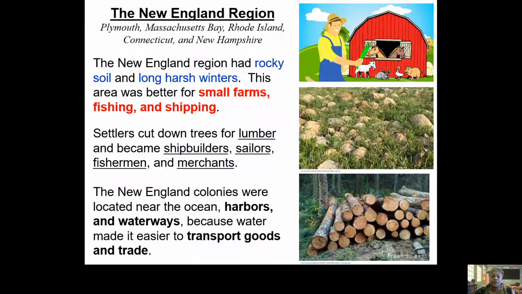Okay, now let's focus on the three regions that these colonists will form. The New England region, when I say New England region, I'm referring to the colonies of Plymouth, Massachusetts Bay, Rhode Island, Connecticut, and New Hampshire. In this area, they have rocky soil, and the winters are long and very harsh. It's a very short growing season. Now, this area was better suited for small farms, for fishing and shipping.